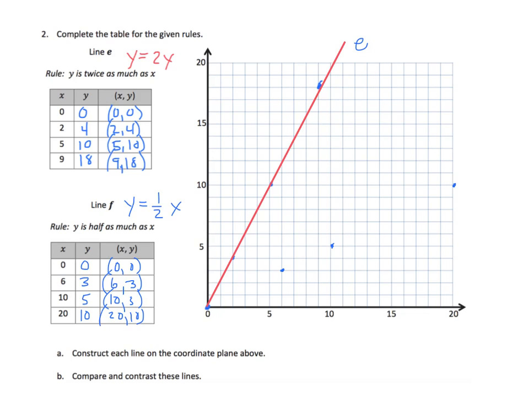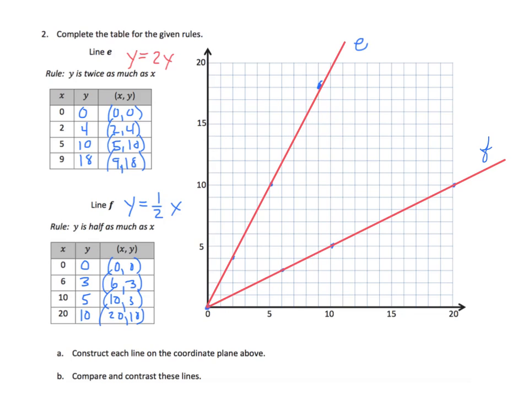Okay, now we need to construct a line. Now we'll label that one F. So what happens here? Well, they're similar in that they both intersect at the origin. We can see that E is much steeper than F.